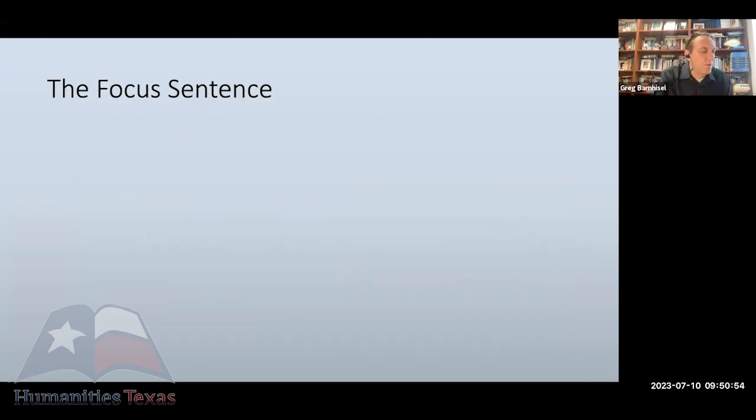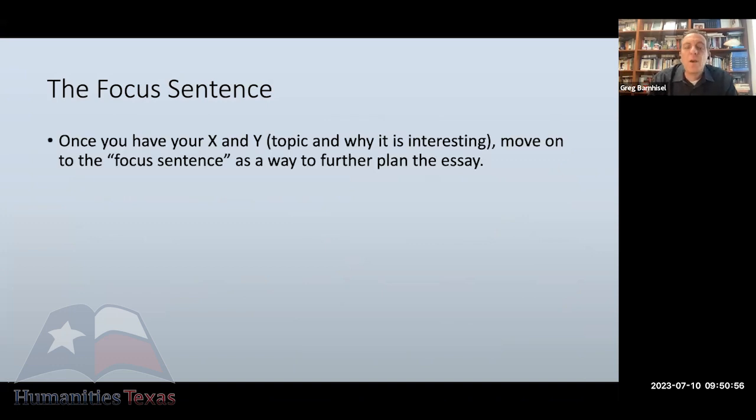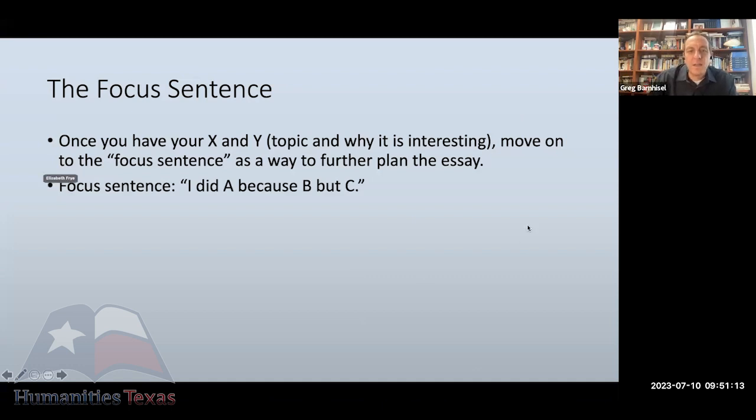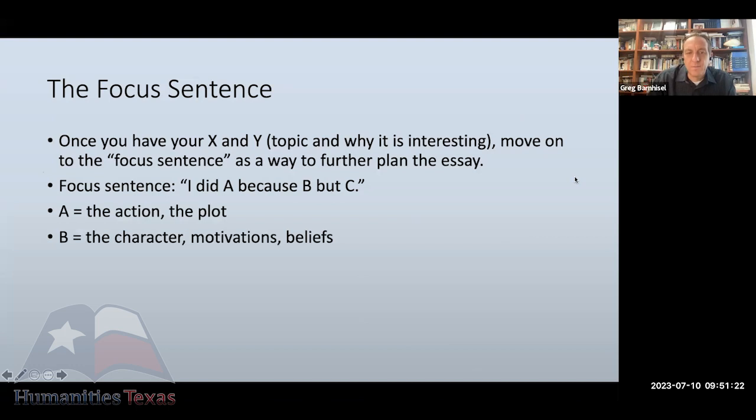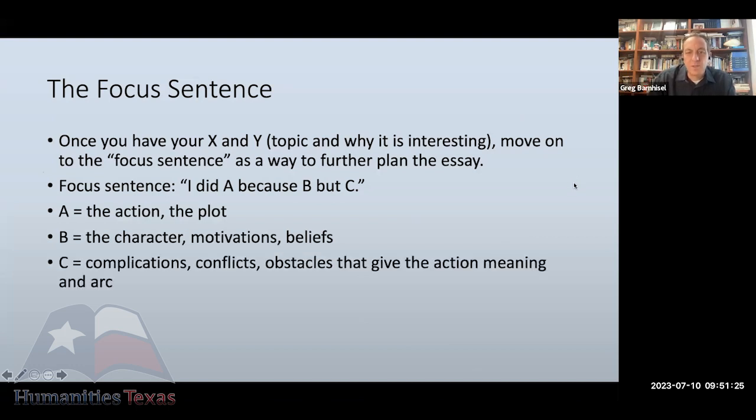Okay, so the focus sentence. Once you have your X and Y topic, why topic and why is interesting, then we would then, in a class exercise, and this is what we'll do, move on to the focus sentence as a way to further plan the essay. And a focus sentence is this: I did A because B, but C. Where A is the action, B is the character, and C are the complications or the conflicts or the obstacles that give that action meaning and arc.